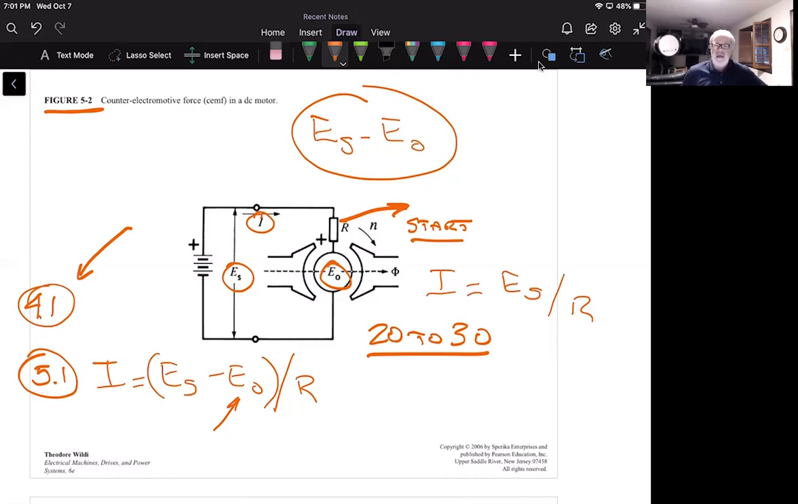It's just this immediate thing, because as soon as all this starts to occur, this armature starts to turn, and when the armature starts to turn, then the E sub O is going to develop, and it's going to cause this current to go down very fast. Okay, so again, we're calling E sub O this counter electromotive force, and it will start to develop as soon as the armature starts to turn. And the faster that it turns, the greater this armature voltage is, and the less the current is.